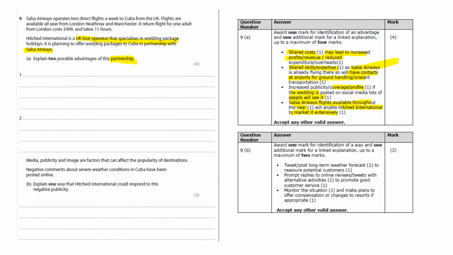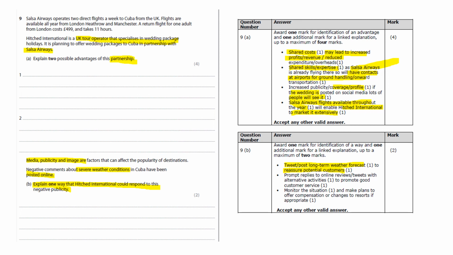Now, the next question is talking about media publicity and image, and is talking about severe weather conditions in Cuba, and that some negative comments have been posted online. That people are saying that Cuba's horrible, it's too wet, it's miserable, you get hurricanes or whatever. And so this is asking you how Hitched International could respond to this publicly. So this is about what could they put out in the media, on Twitter or things like that, to try and reassure people. So for example, they could put a long-term weather forecast, just saying that actually look, the next 10 weeks there's no hurricanes forecast, and that would reassure potential customers.